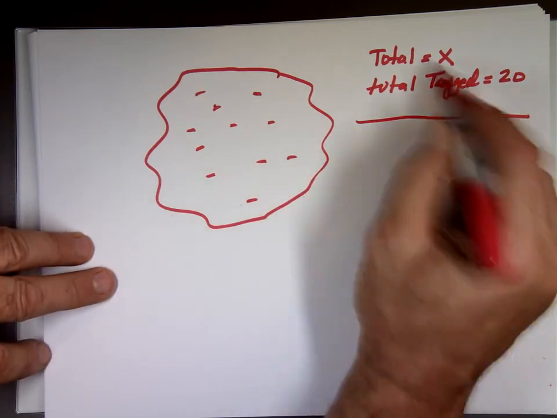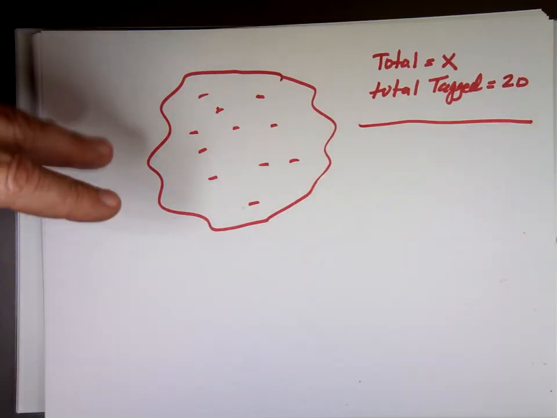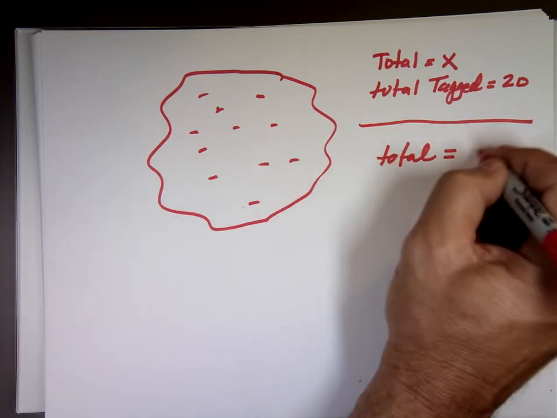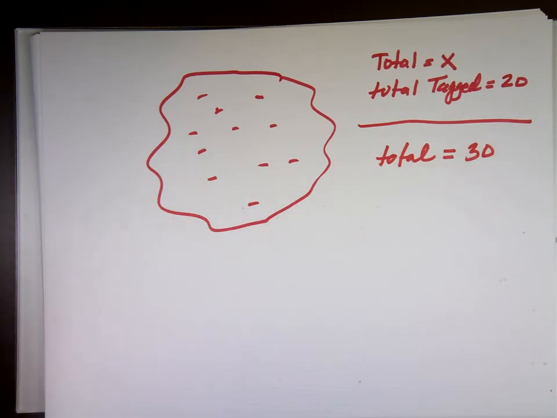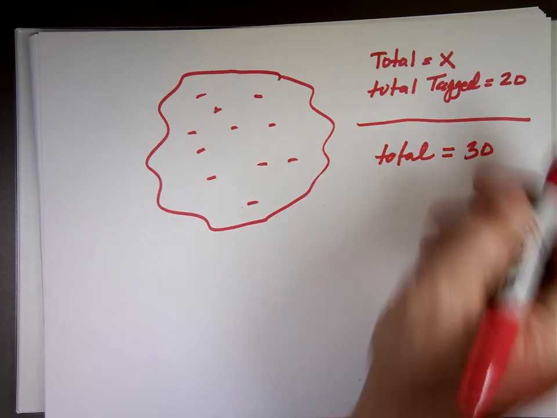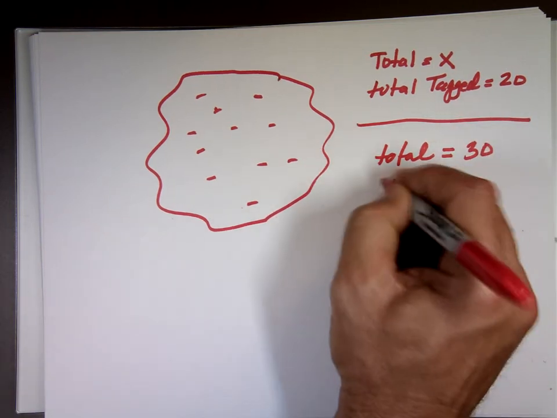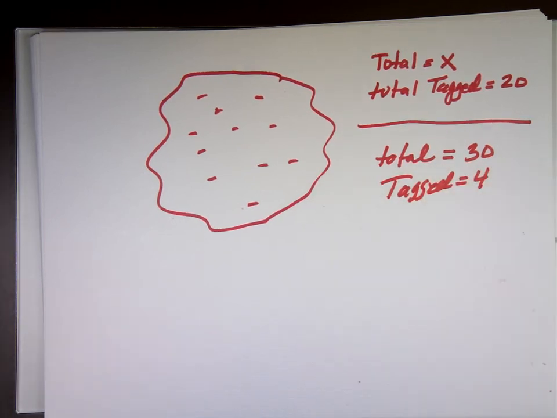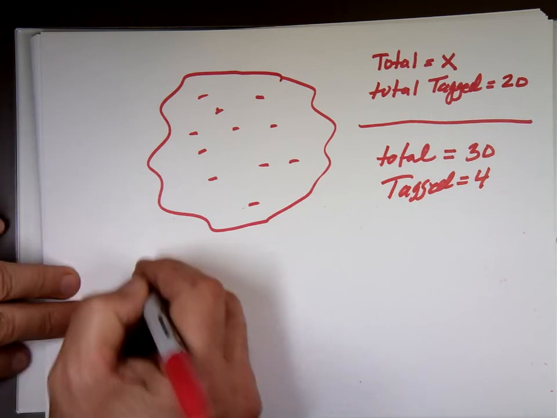So we wait about 2-3 weeks. We go back, and on the second trip, let's say the total now that we caught that day is 30 fish all together. And out of those 30 we caught, let's say there were only 4 of them tagged. We can estimate now how many fish live in the lake. We can set up a ratio of total to tag.